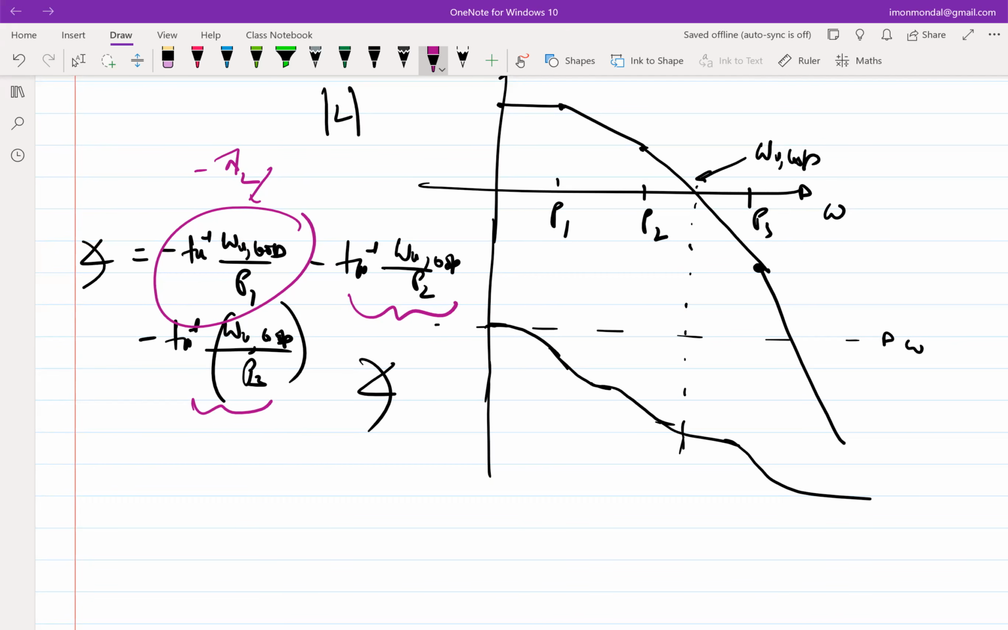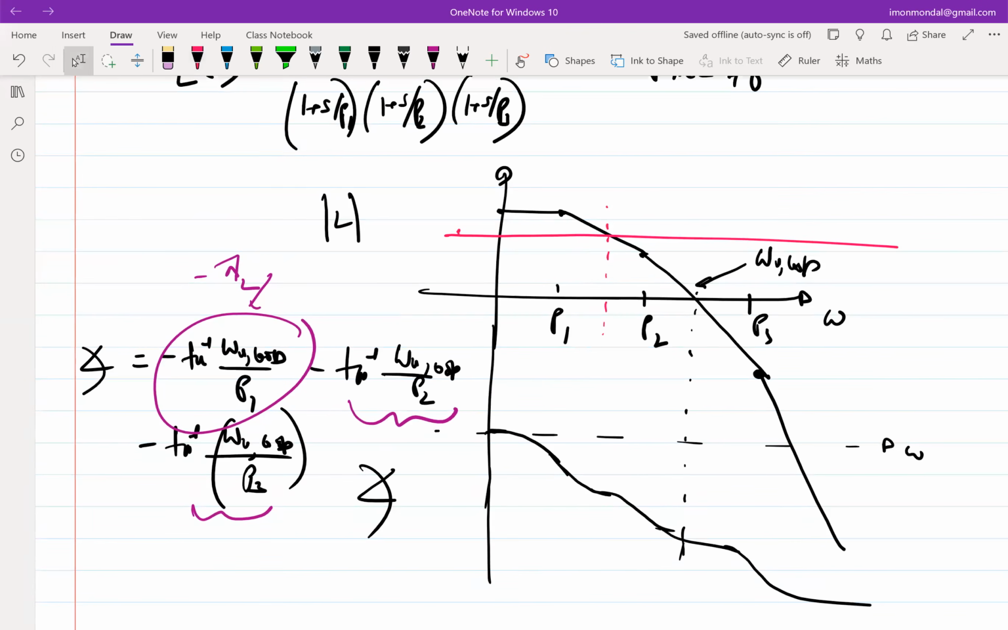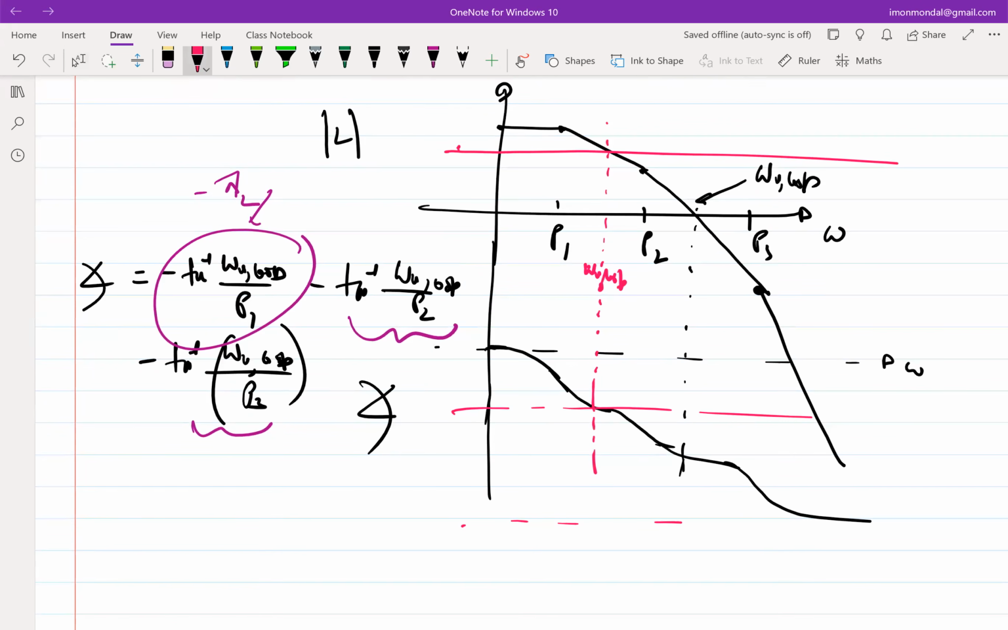Okay, so if it has to be critically damped, then P2 has to be above omega U loop, which means I probably should have omega U loop somewhere here. So this should have been the new omega U loop. If this is the omega U loop, then probably my margin would have been good. Okay. So by the way, this is minus 270 now, because it is a third order system, it can go all the way to minus 270. Okay.